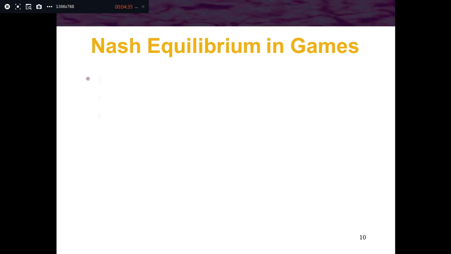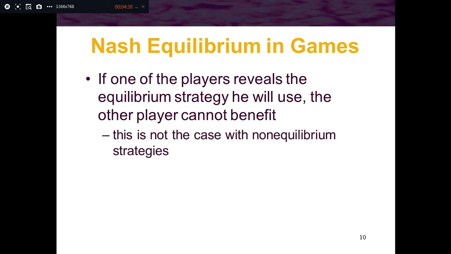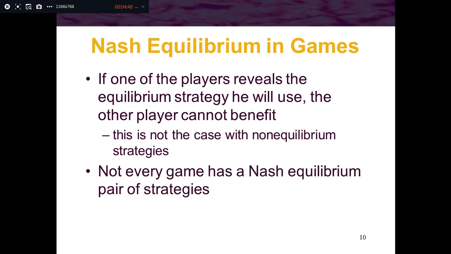So if one of the players rebels against the equilibrium strategy, the other player cannot benefit. So this is not the case with non-equilibrium strategies. Not every game has a Nash equilibrium pair of strategies. Some games may have multiple equilibria.